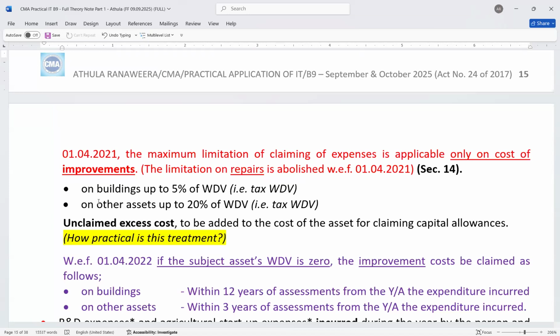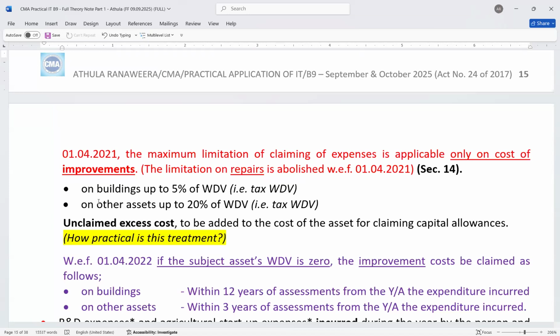Now, this has created a lot of issues. See, the excess amount we have to add to a separate asset, because we can't just add to the building, because the building, we'll say, is almost 12 years depreciated. Now, if we add this 5 lakhs into that, ultimately, during the next 8 years, we can't claim the entire 5 lakhs. That is not fair, no? Therefore, that we can't do.